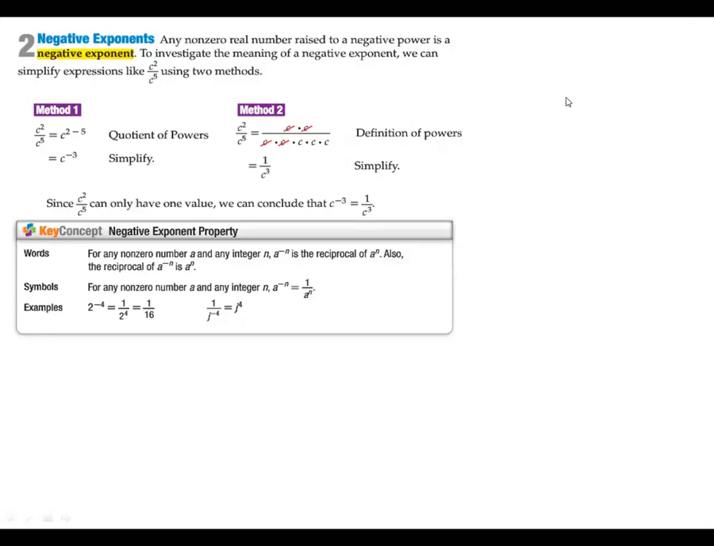Okay, let's talk about negative exponents now. Any non-zero real number raised to a negative power is a negative exponent. To investigate the meaning of a negative exponent, we can simplify expressions like c squared over c to the fifth using two methods. So the first method, we're going to use the quotient of powers. This is similar to how we showed things with zero exponent.